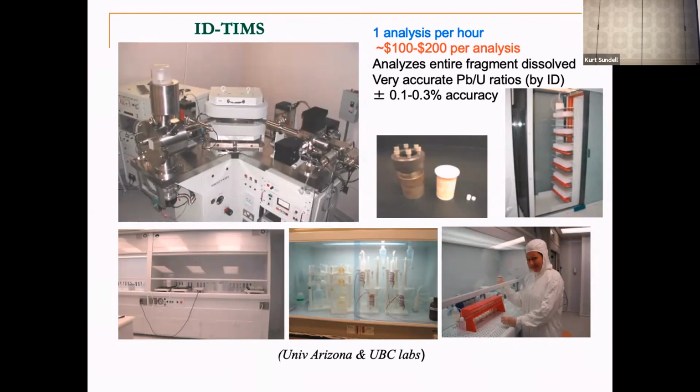Because it takes so much labor, the analyses are quite expensive. So both time and price-wise, they're about $100 to $200 per individual crystal. You get really accurate data though, super precise.